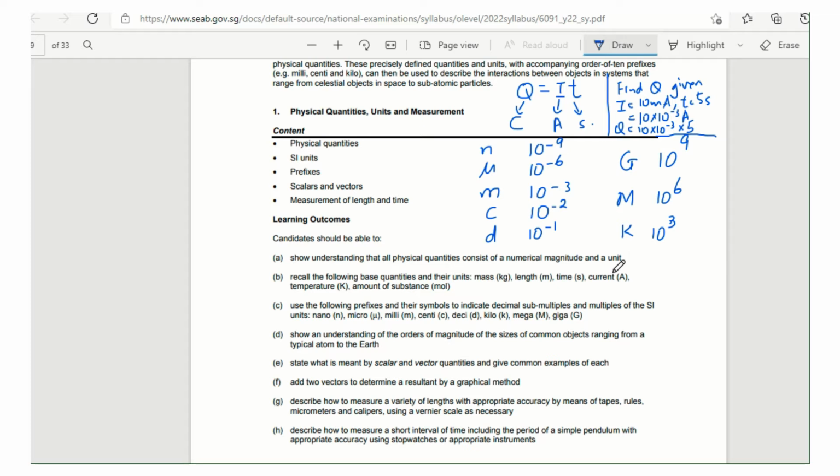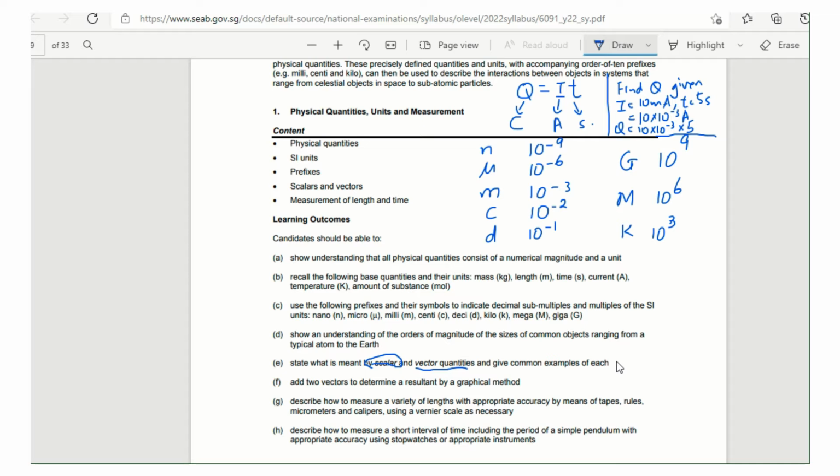All right. Okay, next let's look at E. State what is meant by scalar and vector quantities and give common examples of each. Okay, so a scalar quantity is one that has only magnitude, it doesn't have direction. For a vector quantity, it is one that includes both magnitude and direction.